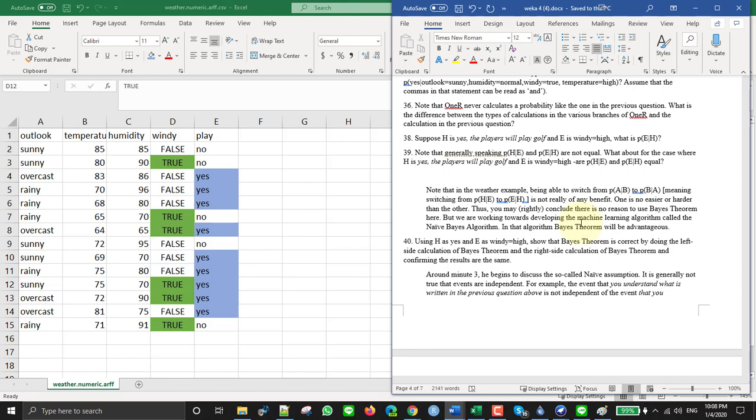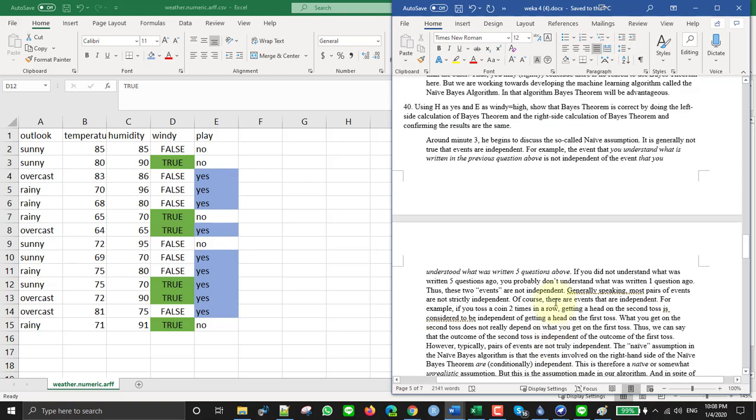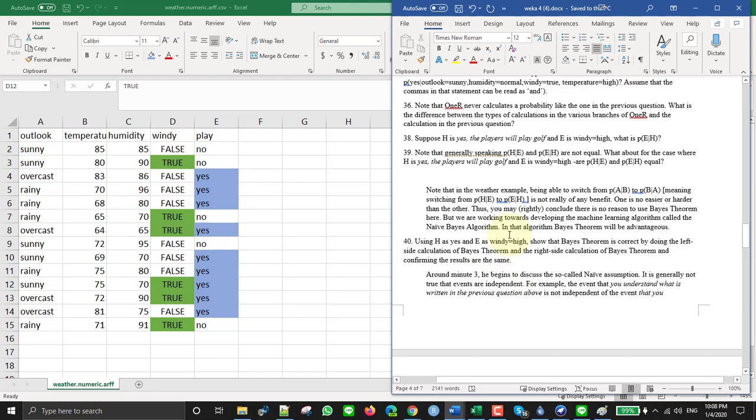But we are working towards developing the machine learning algorithm called naive Bayes algorithm. This is not called Bayes algorithm. This is called Bayes theorem. Okay, but we're working towards naive Bayes algorithm. Of course, the name Bayes being in there might lead us to think that it uses Bayes' theorem, and it does. But right now, in these calculations, it didn't seem to make any difference.